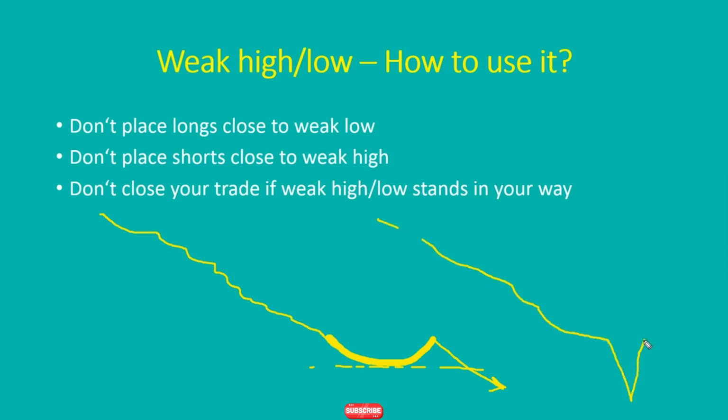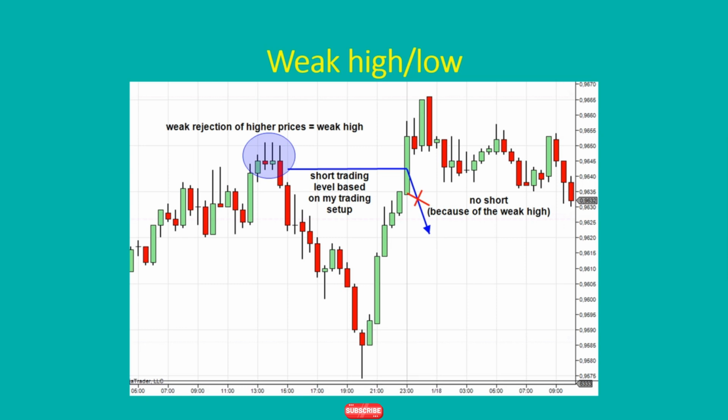and aggressive rejection of lower prices, then this would be a good place to quit the trade, because this is a sign of aggressive buyers who could turn the trend, but this is not a sign of strong buyers. Alright, so this is how you can use the weak highs and weak lows. Let me show you one more example.